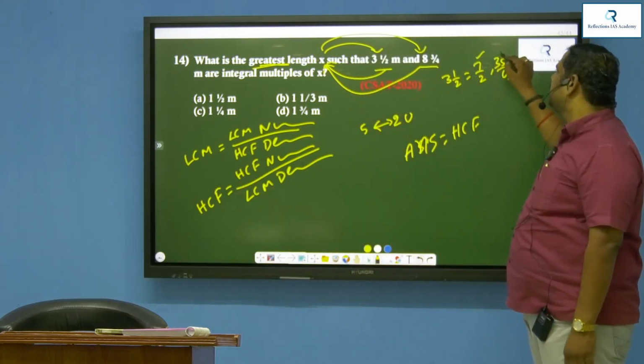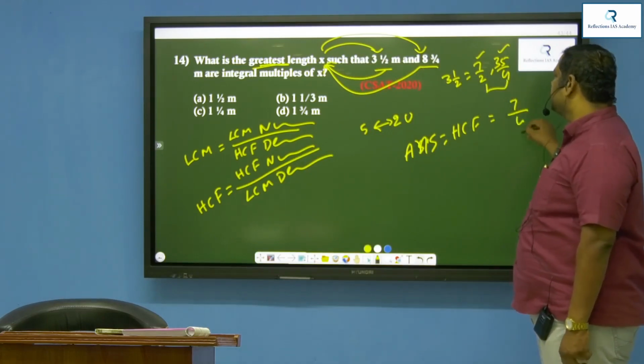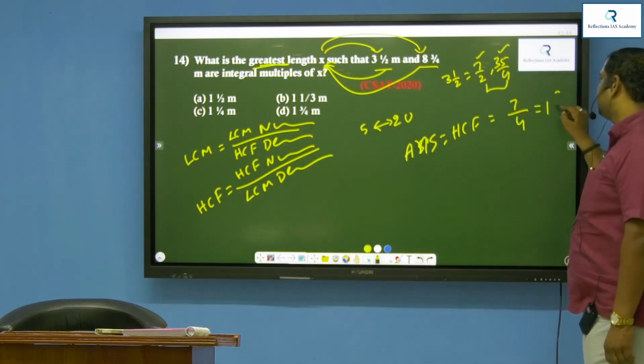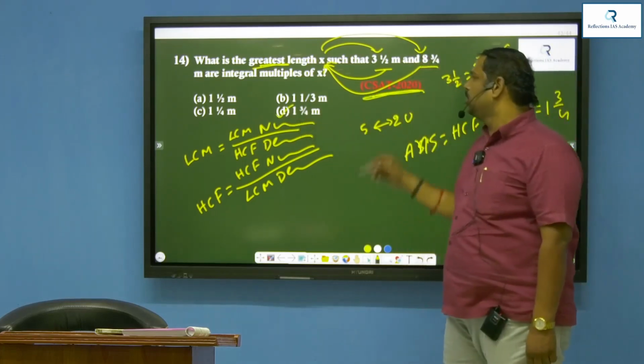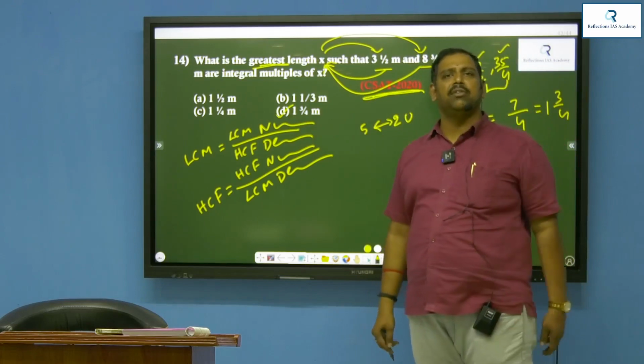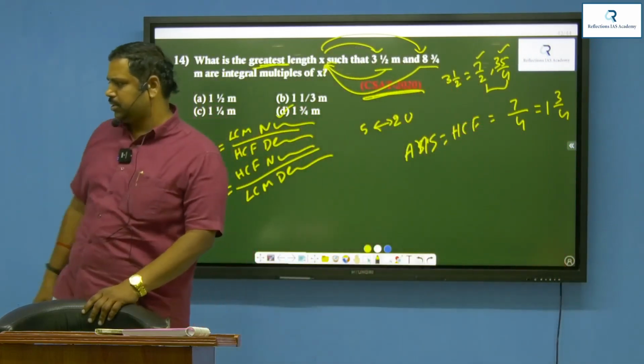HCF of numerators, 7 and 35: the HCF is 7. LCM of denominators is 4. So 7/4, which is 1 3/4. They are very lucky, the CSAT 2020 students. In modern days he is asking the direct HCF of the numbers. Right, this is the end of the paper, my dear boys and girls.